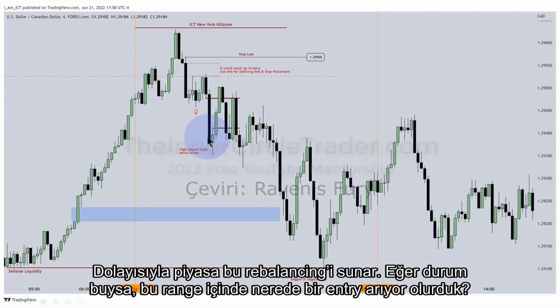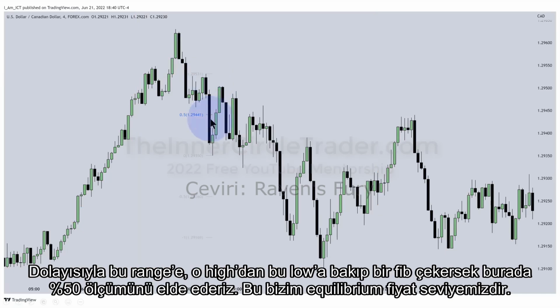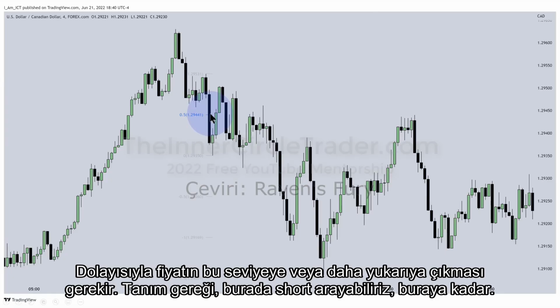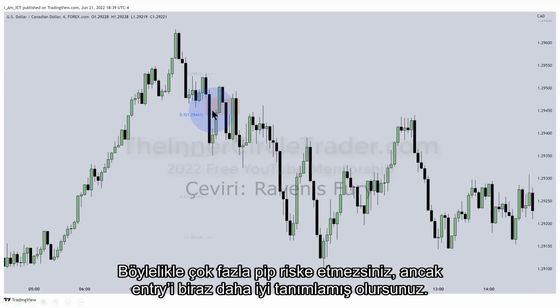So if that's the case, where in this range would we be looking for an entry? Knowing that this fair value gap could be revisited, and you're going to have to utilize that for your stop loss. So your stop would have to be here. If we look at that range from that high down to that low and drop a fib on it, we're going to get a measurement of 50% here. That's our equilibrium price point. So really, we need price to get to that point or higher. By definition, we could be looking for a short here up to here, and that would look like that.